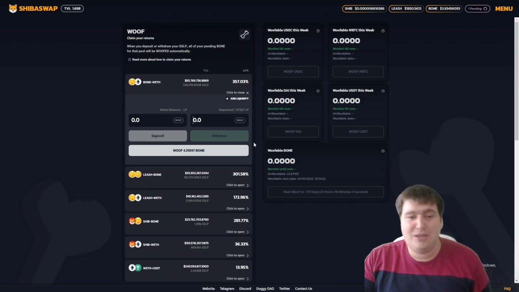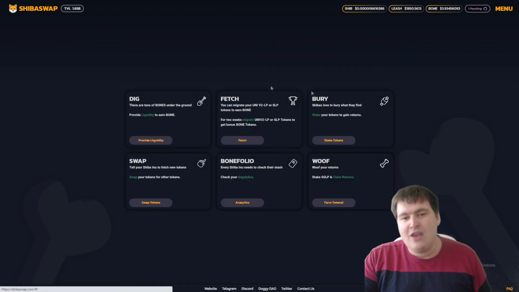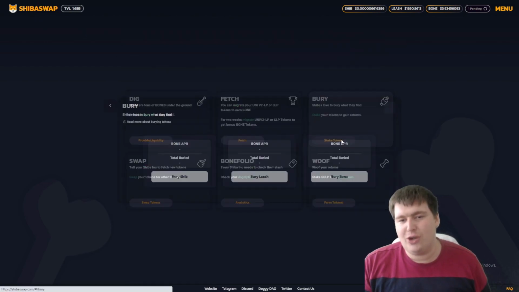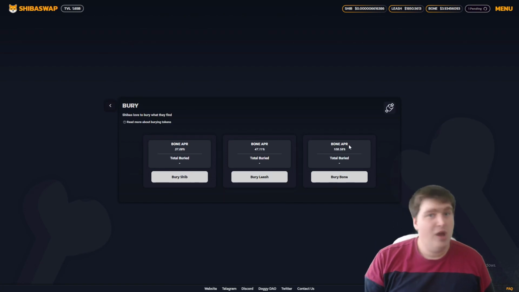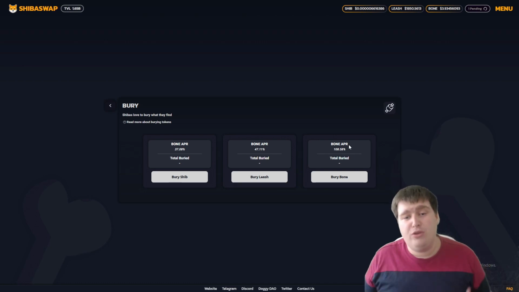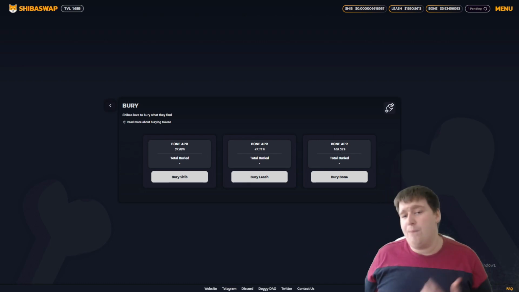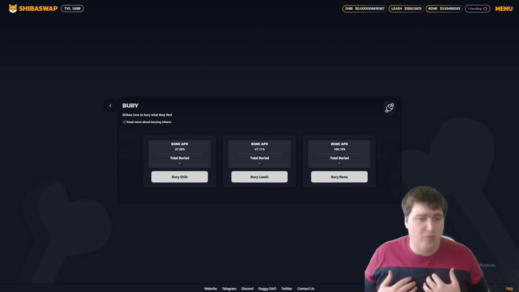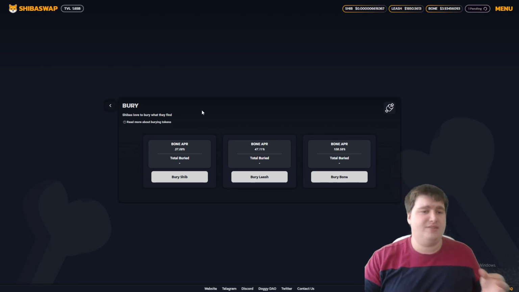And also, not to mention as well, once you woof your 33% from digging, you can then bury the token, right? You can bury it into the Bone APR. And as you can see, the Bone APR right now, 108%. That is beautiful, beautiful stuff. Now, before this, I did not bury anything, so I don't have any rewards to claim. However, I will show you through exactly how it works nonetheless, right?